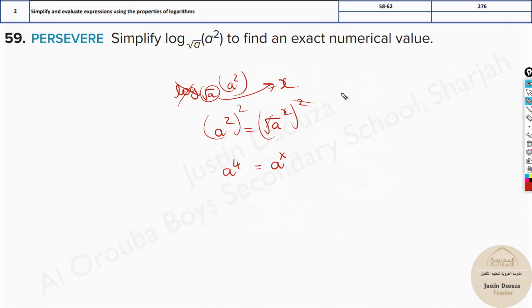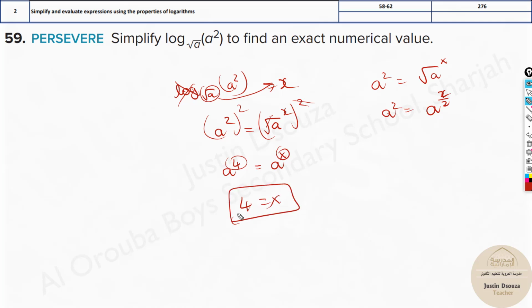If you are getting this confused, I will just write this as square root of a to the power x, right? Now, what is the power of square root? Power of square root is a power half. But I have in the numerator the x, so I'll write x over here. That's one more method, but this is also fine. Now, the a and a bases are the same. That means the exponents can be equated. So 4 is equal to x is the answer.